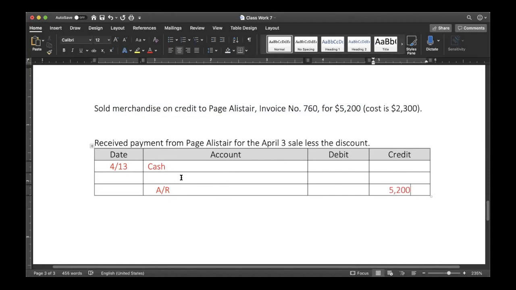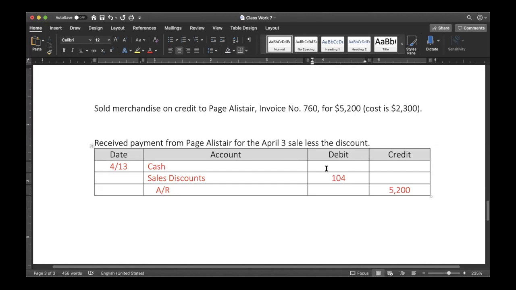But Paige Alistair is not giving us $5,200. There's a discount. Remember, 2, 10, and 30. There's a 2% discount. What's the name of the discount account that we use when you make a sale? It is sales discounts. 2% of $5,200 is $104. That's how much they're getting off.